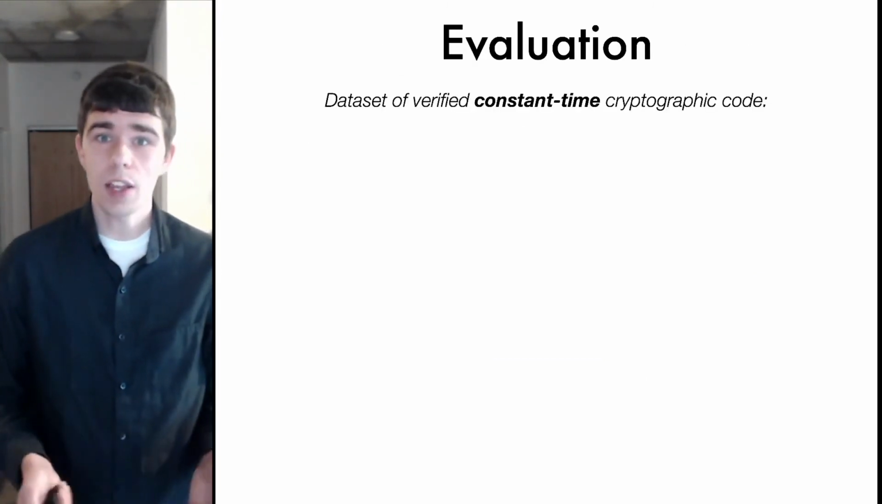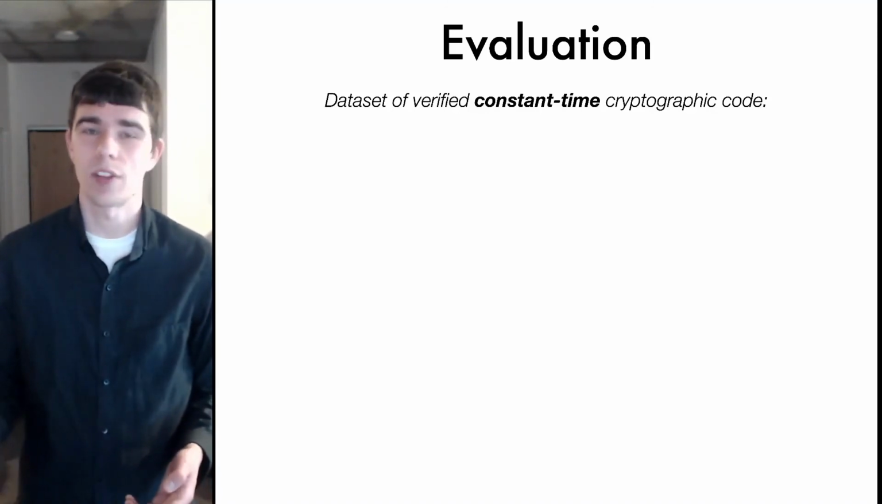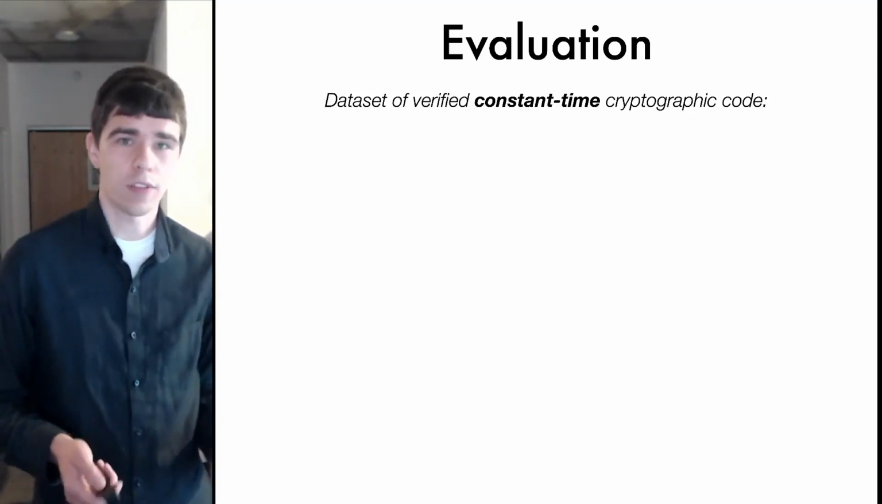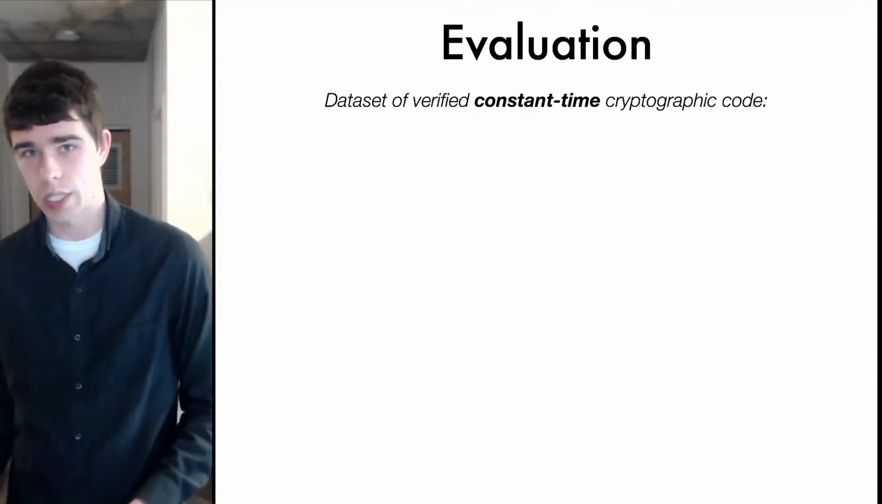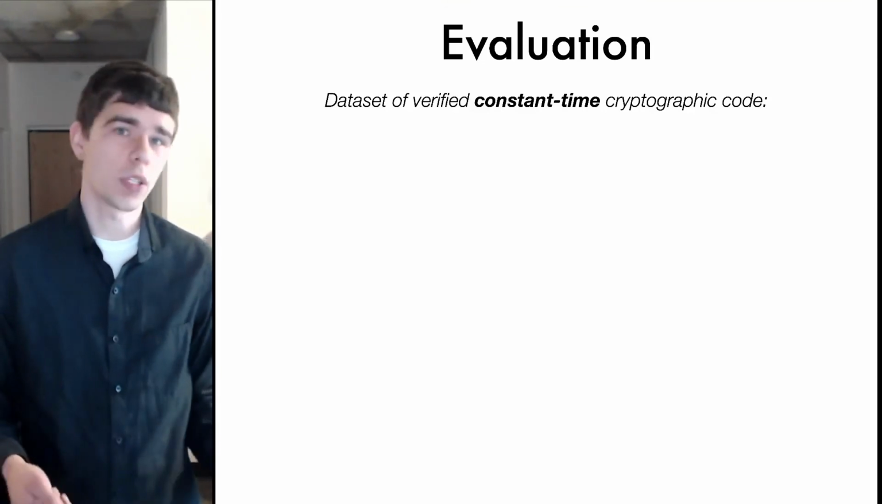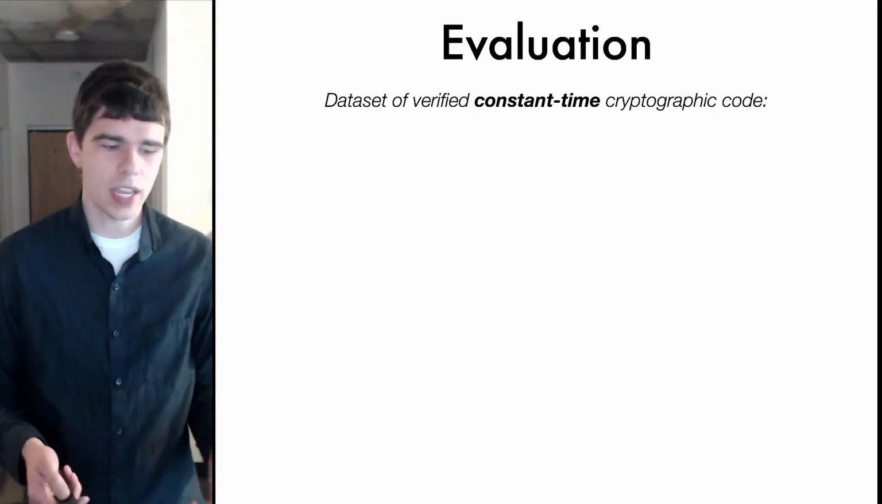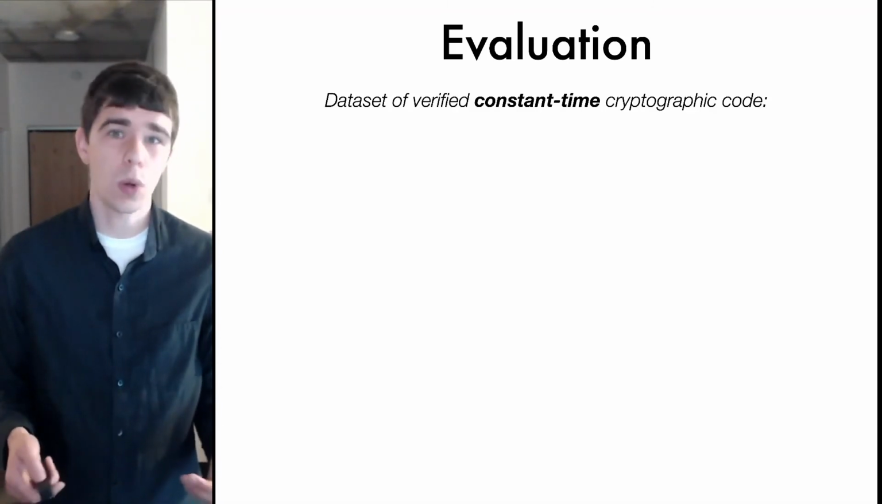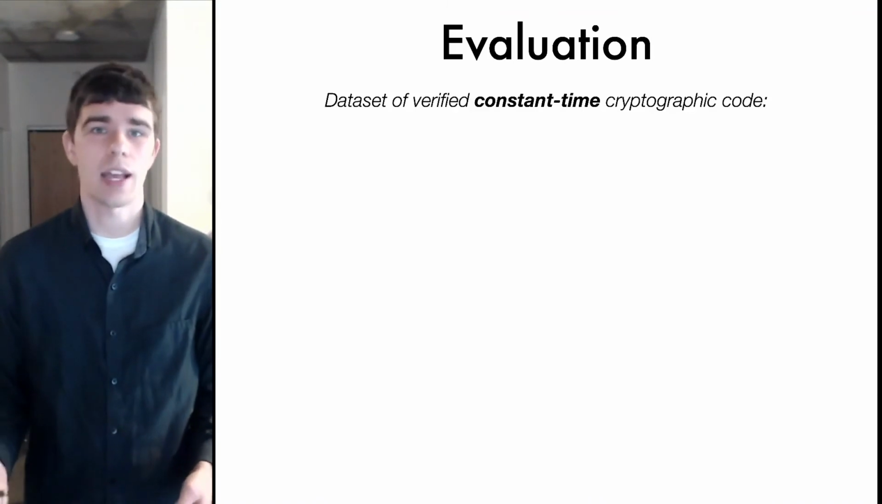So we evaluated Blade on a data set of verified constant time cryptographic code. All of the code in our evaluation was verified to be constant time in the sequential sense, meaning that it doesn't leak secrets when considering only sequential execution. However, our evaluation shows that in many cases, this code still requires additional protections in order to be secure from speculative attacks like Spectre.